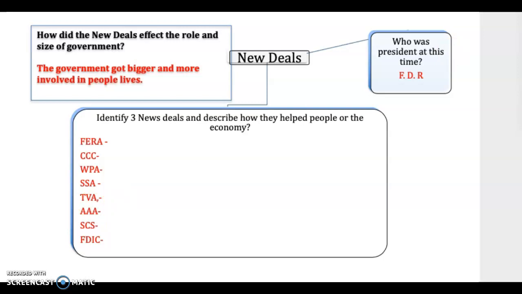The Tennessee Valley Authority provided electricity to rural areas for a cheaper price, as well as taught farmers better farming techniques so that things like the Dust Bowl wouldn't happen again.